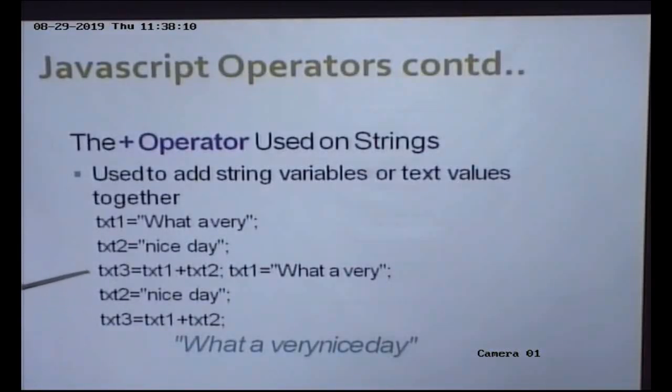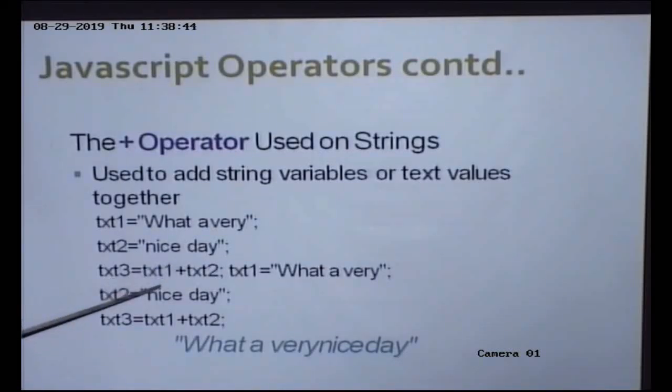And see here, the plus can be used either to add two values, or to join two strings also. So this plus is used to add string variables or text values together. The plus operator can be used on strings. See here, this text1 is a string. How is it a string? Because it is enclosed in double quotes. Text2 is also enclosed in double quotes. By adding these two strings, the result will be stored in another variable, text3.